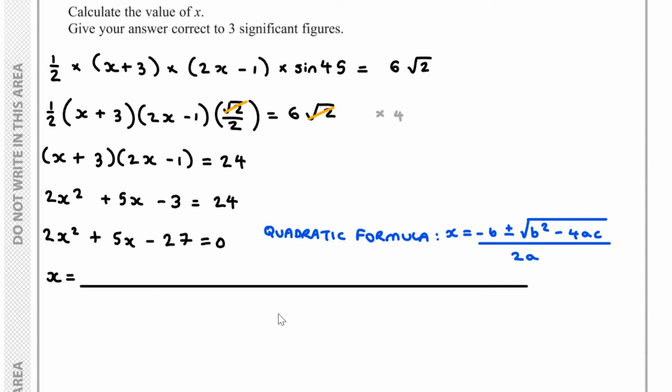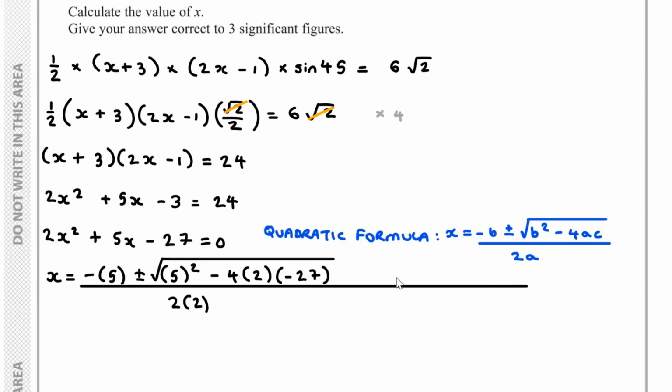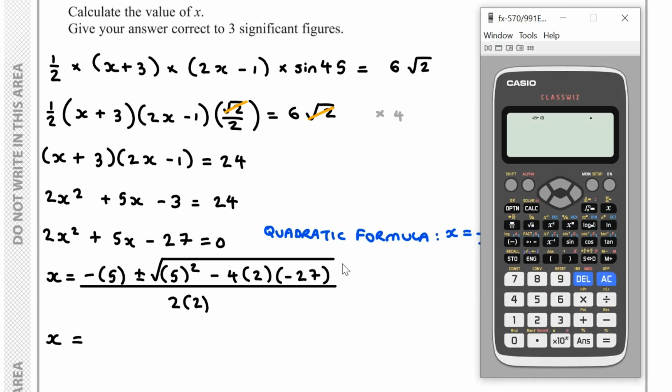So we've got minus b, so we've got minus 5 plus minus the square root of b squared, so here we've got 5 squared minus 4ac, divided by 2 times by 2. So if we work out what x is, of course we can substitute this into our calculator, but for those of us who own the Casio ClassWiz, substitute everything in as we see here. So we've got 2x squared plus 5x minus 27. So we get two values.